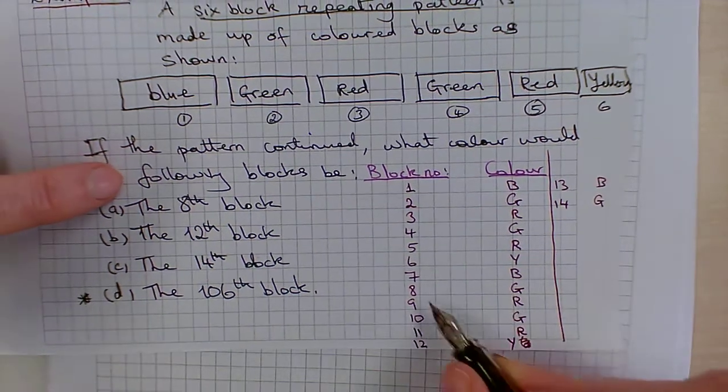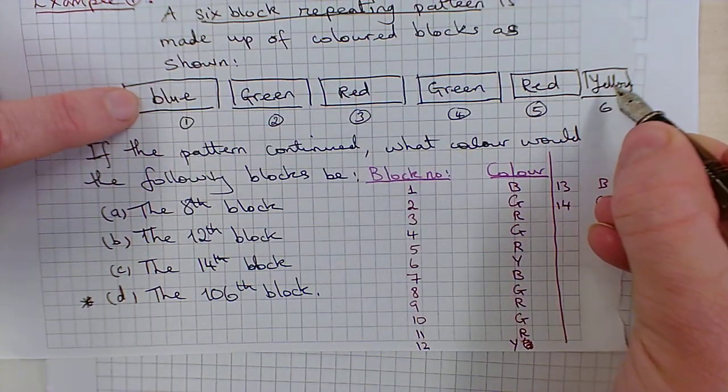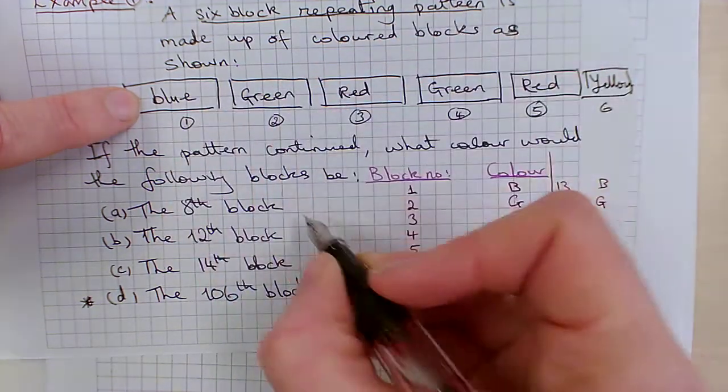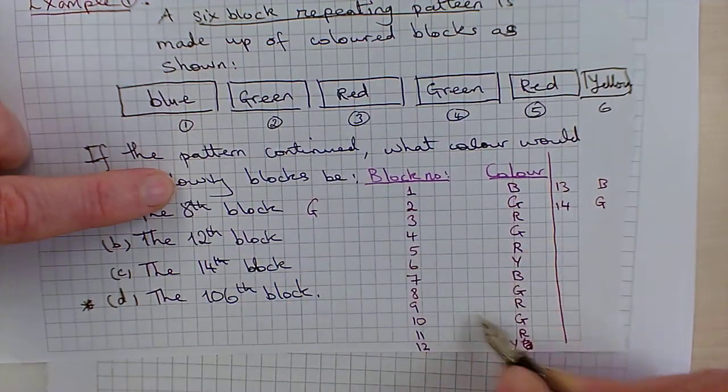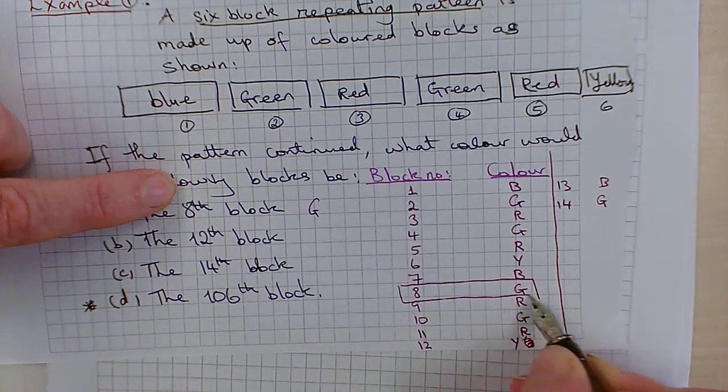The 8th block will be green. So I've gone through my 6 and then 7, 8, I'm back to green again. But I can see it from my table as well. The 8th one is green.